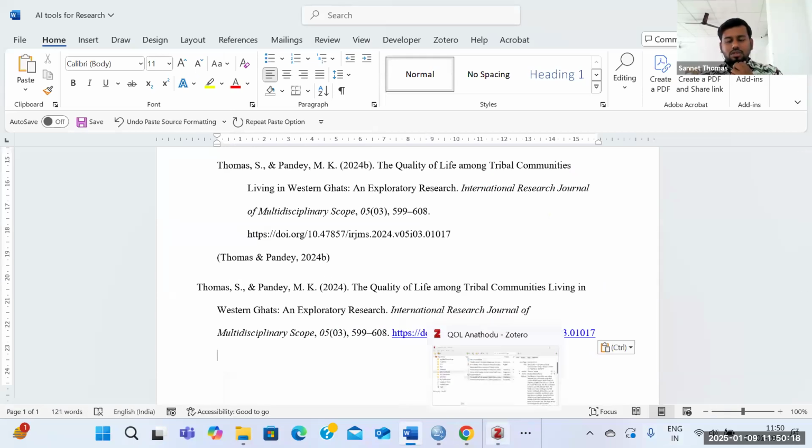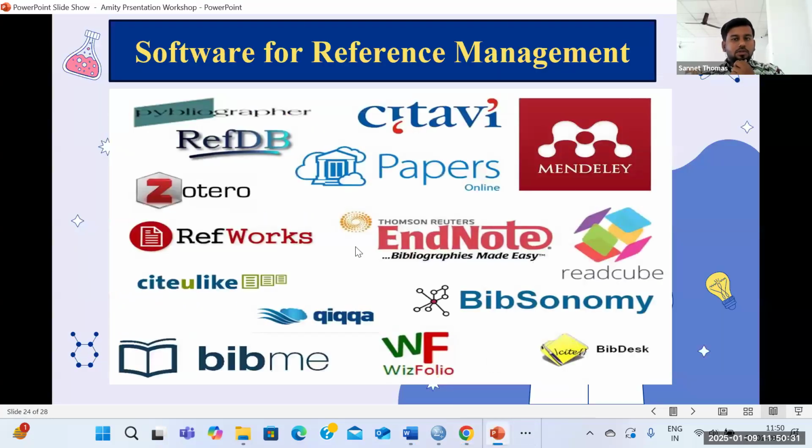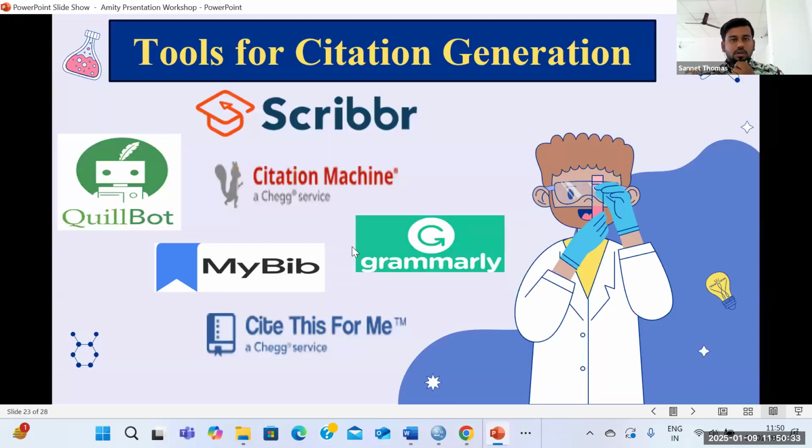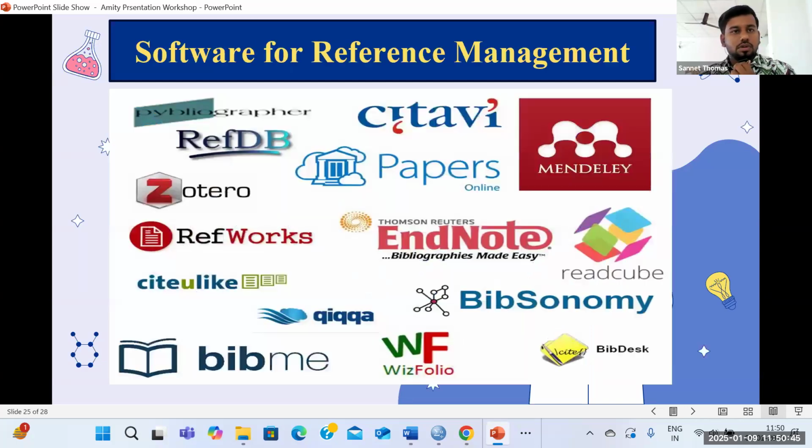Okay, so Zotero also is a free software. You can download it. So whenever your project work comes, you can use this Zotero software also. It is very easy to handle. So these are the different tools for reference management. I hope you got an idea about the tools, especially for data analysis, and also the tools for citation generation.